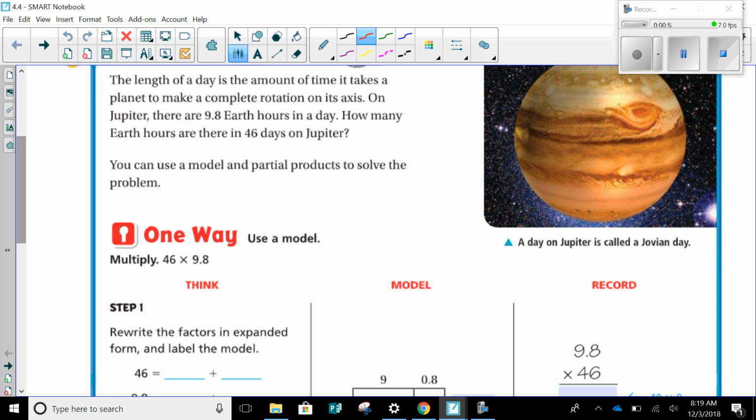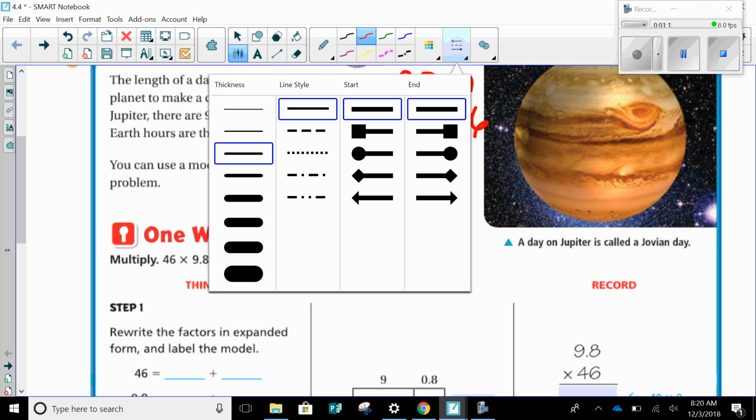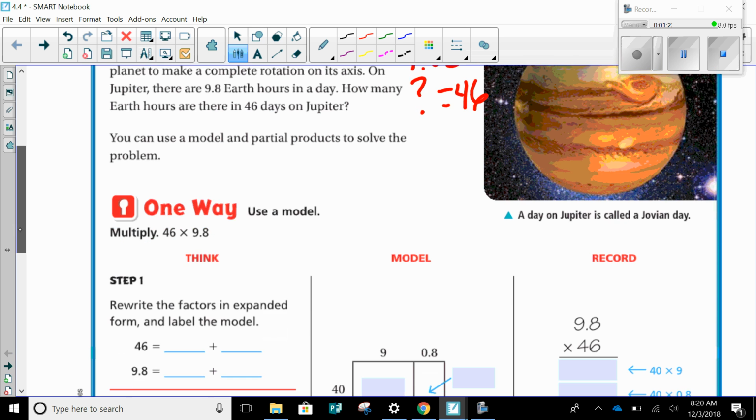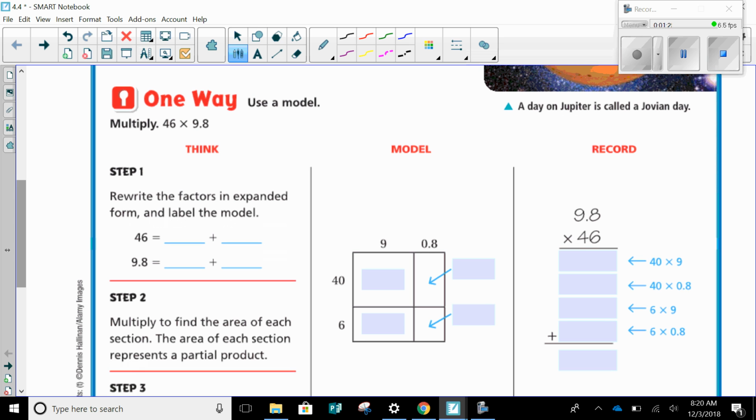Okay, so we know that there are 9.8 Earth hours in one Jupiter day. We need to know how many Earth hours are in 46 Jupiter days. So we're going to use a model. This first way we're going to use a model to show us how to do this. So we need to take 46 times 9.8 because we know there's 9.8 in one day. We need to multiply it by 46 days.